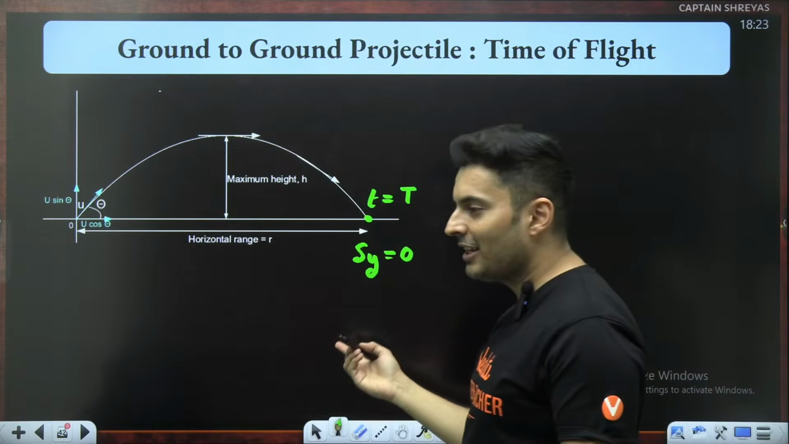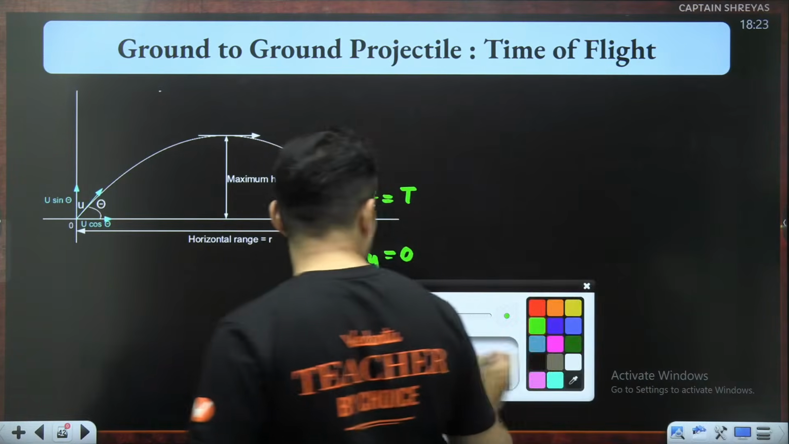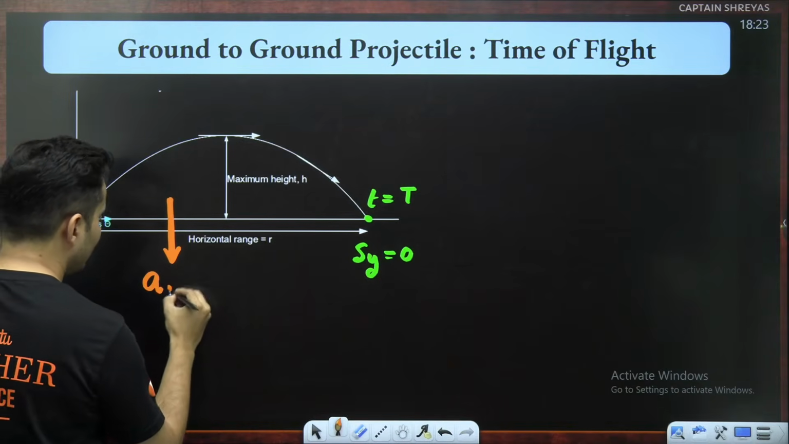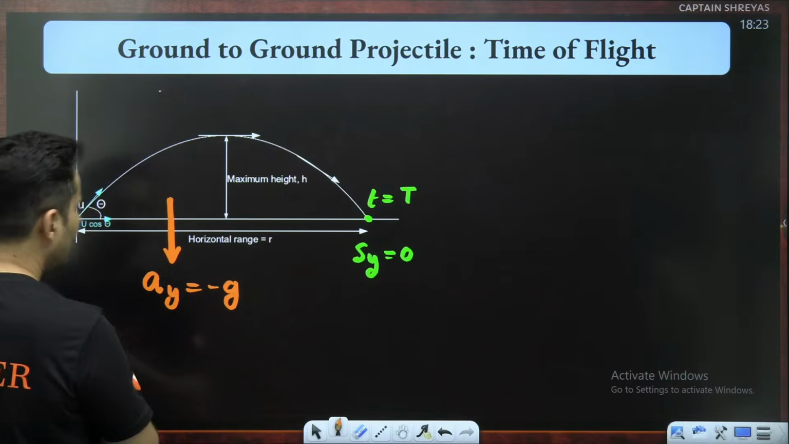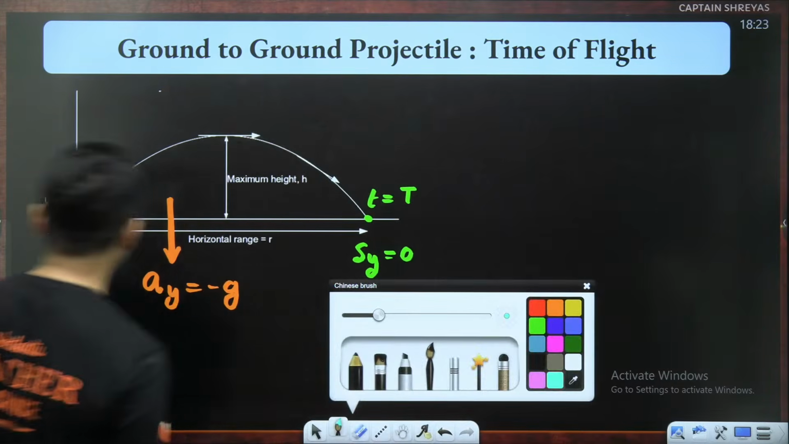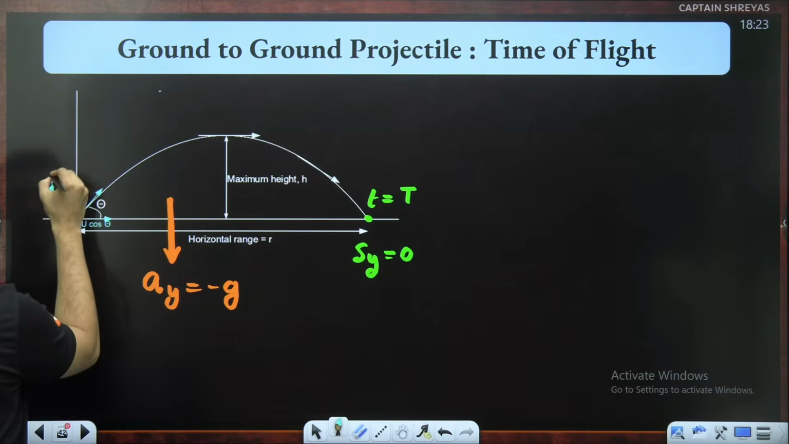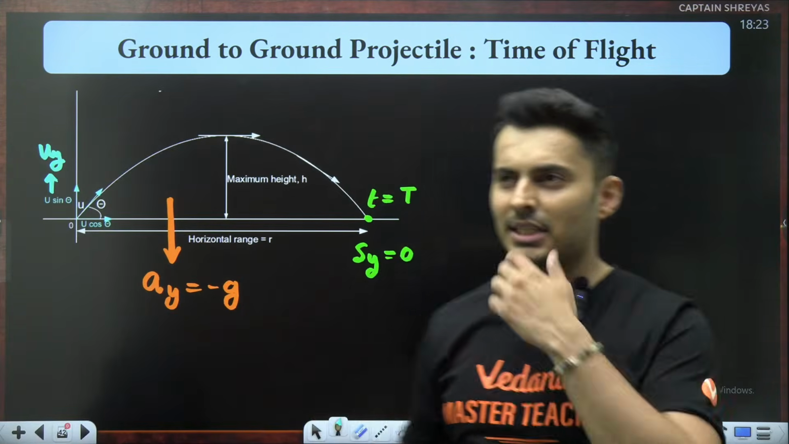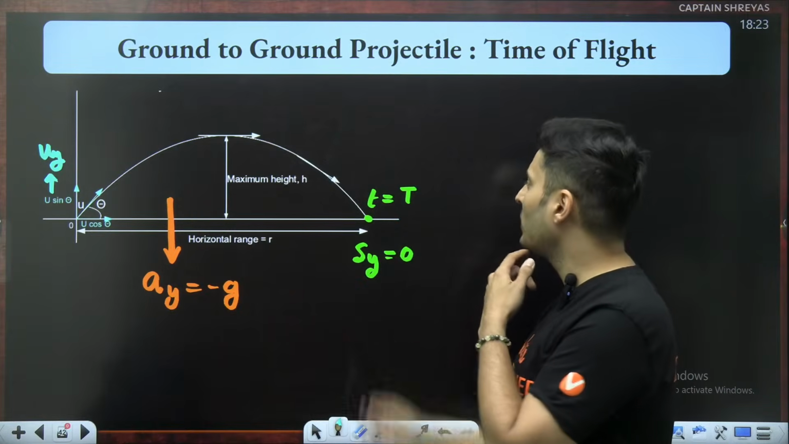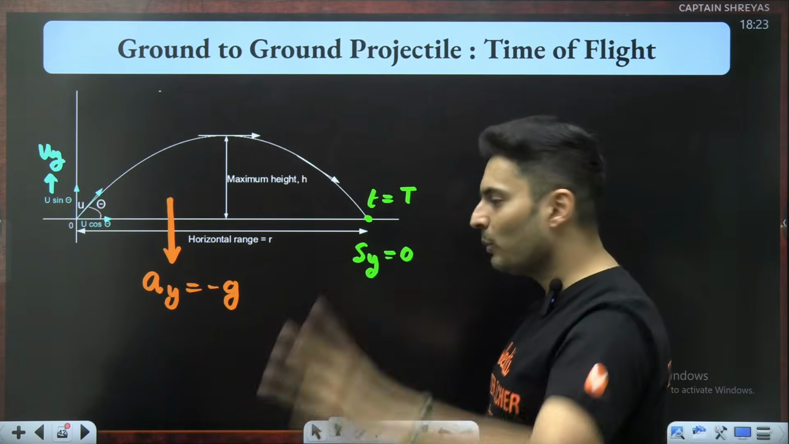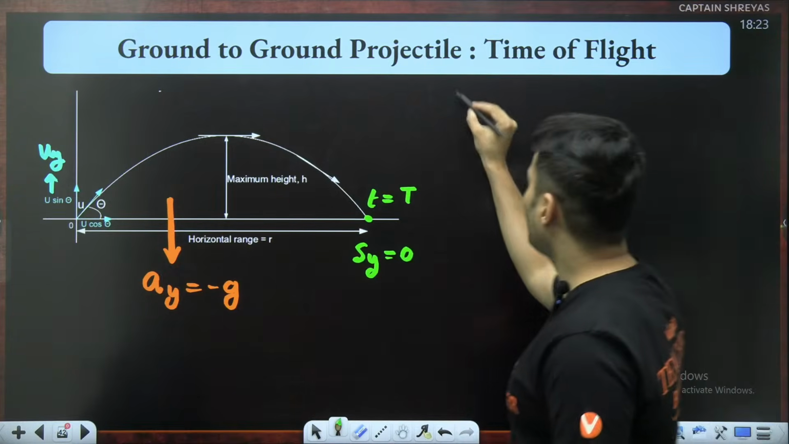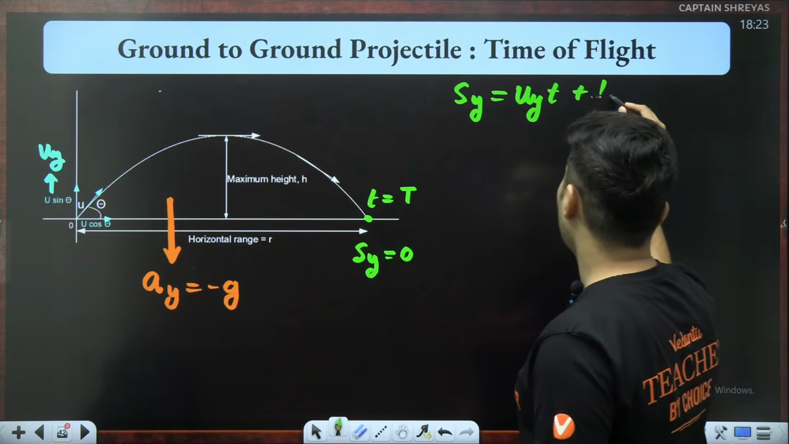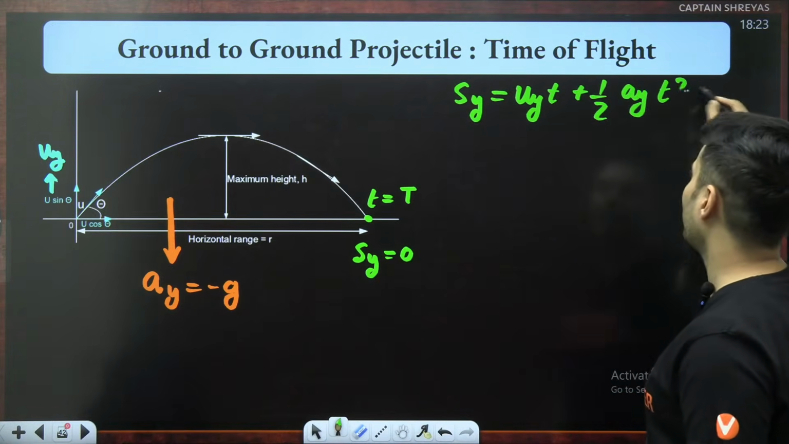So maybe I need an equation in y direction only. Acceleration is downwards, so acceleration in the y direction is negative g. Initial velocity is already known over here. This is basically your uy. Perfect. Maybe some equation in displacement. The third equation won't do because I want to find time. The second equation will be the most suited one. So how about using Sy is uyt plus half ayt square.